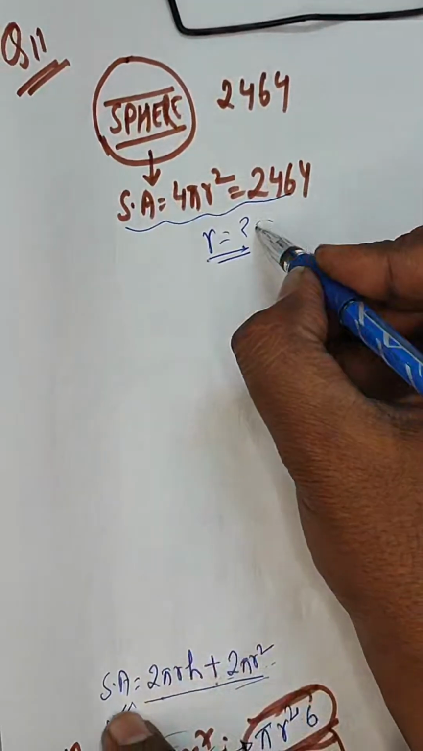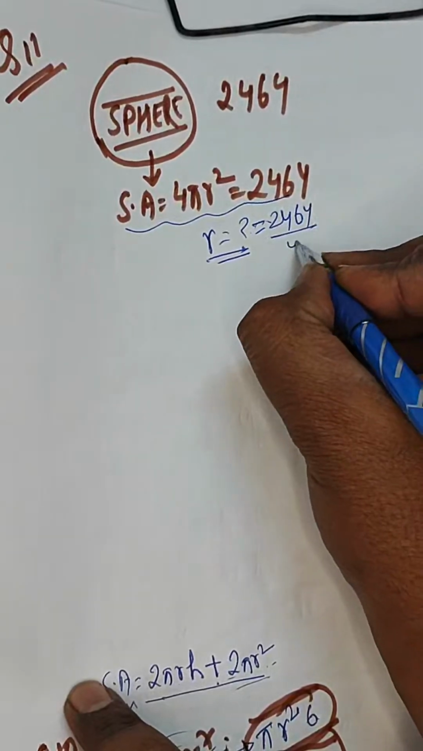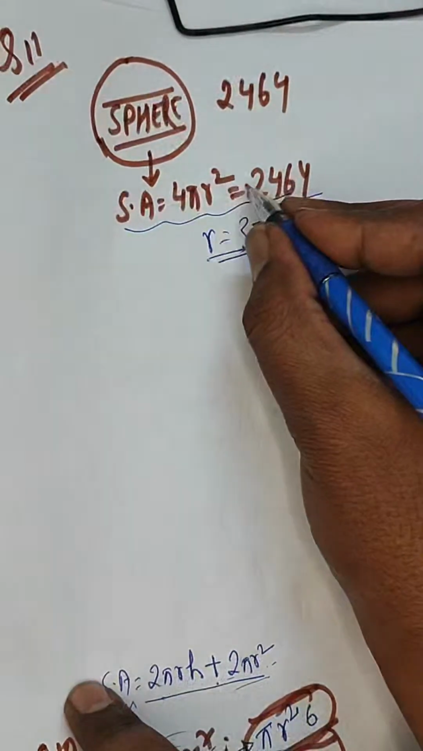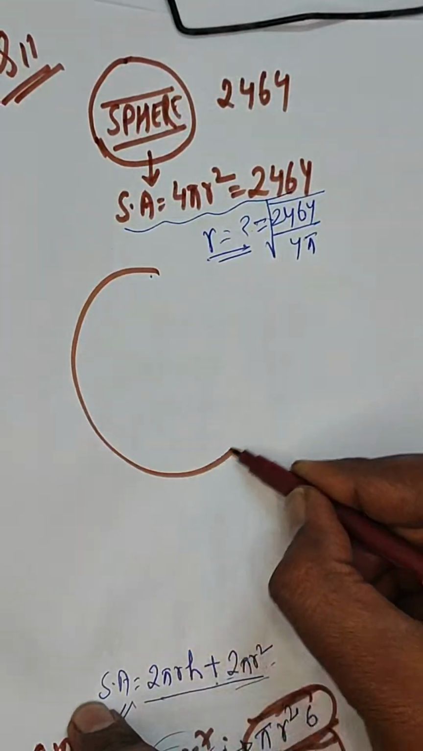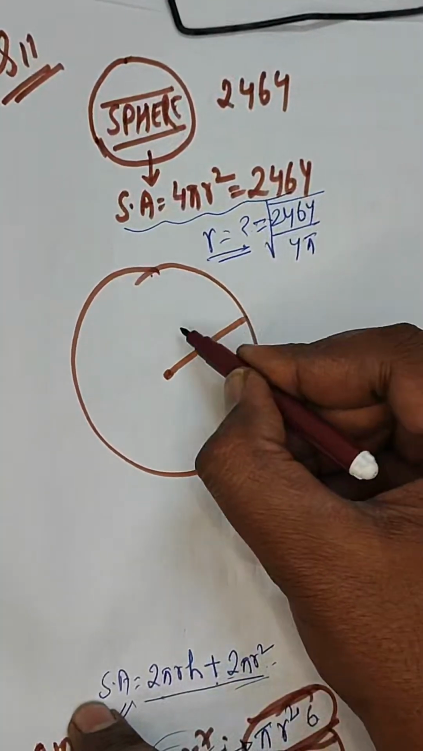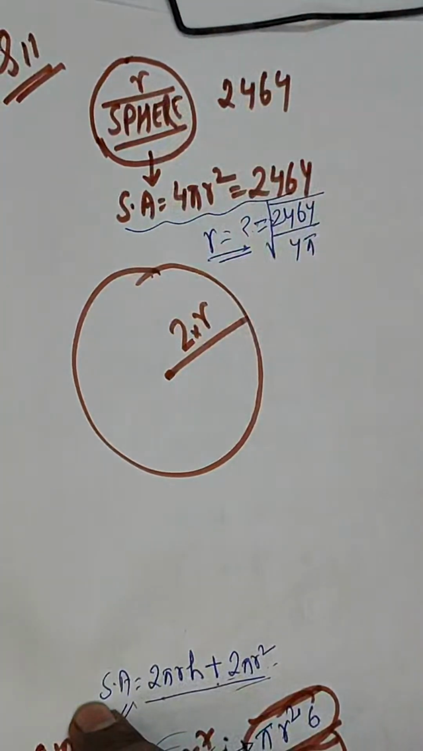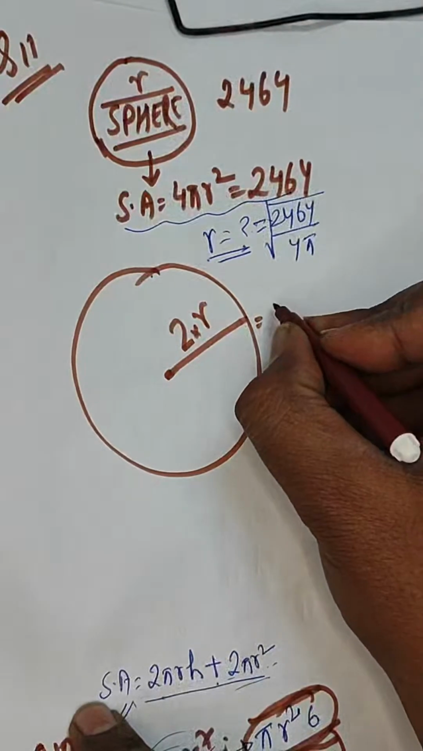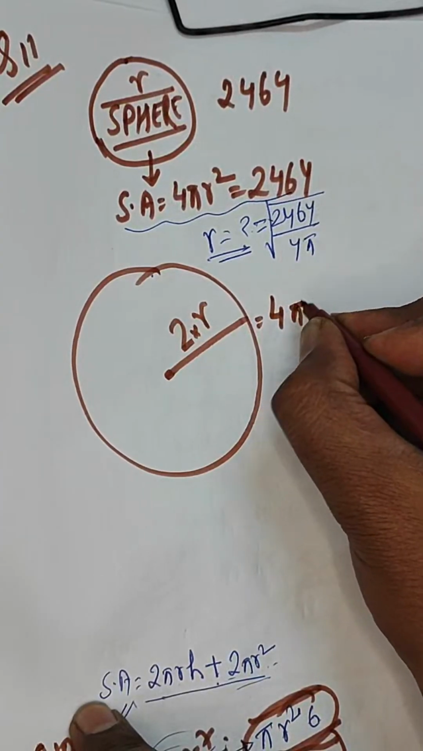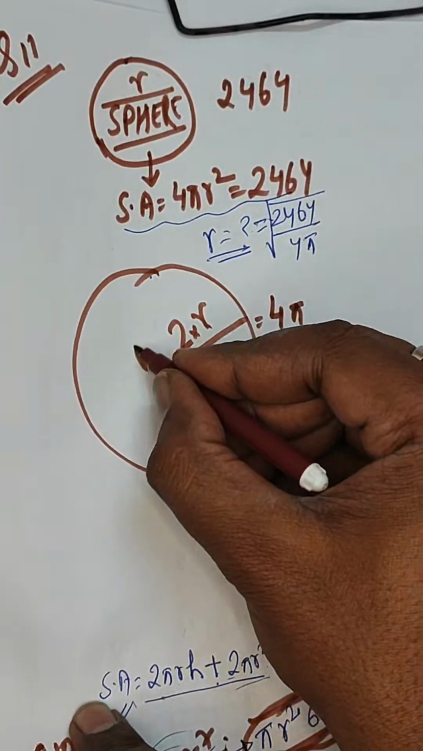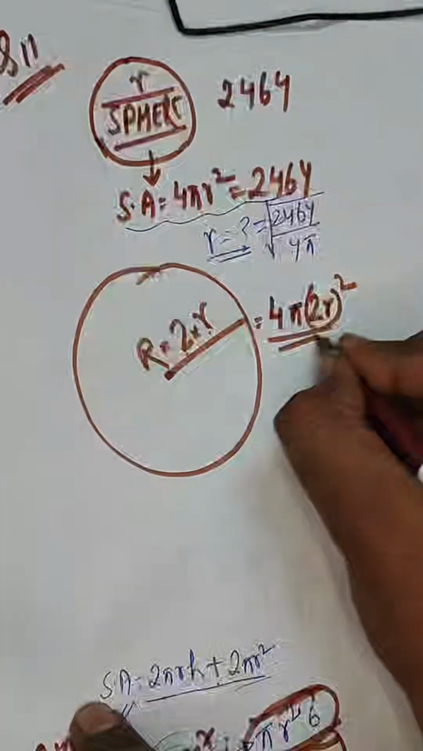So r is calculated from here, that is simply the square root of 2464 divided by 4 pi, and you will get the value of r. When the radius is doubled, you will have a bigger sphere, with radius equal to 2 times the radius of this sphere. Then what is the new surface area? Definitely, my dear friends, the surface area formula will not change. It will be equal to 4 pi R square, but here capital R will be equal to 2r. So put the value of 2r over here and evaluate. You will get your answer, my dear friend.